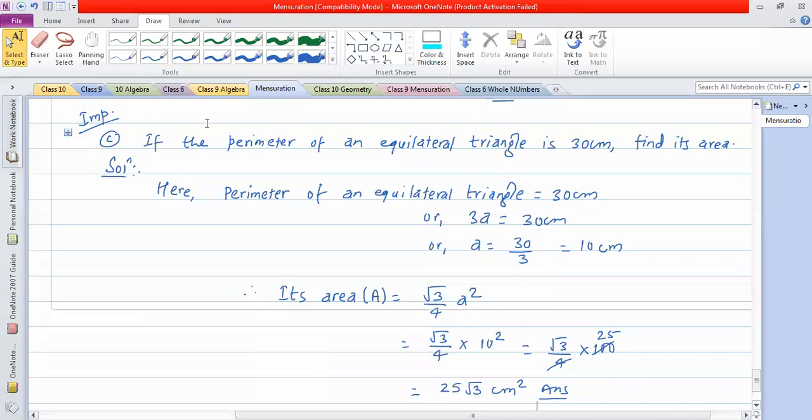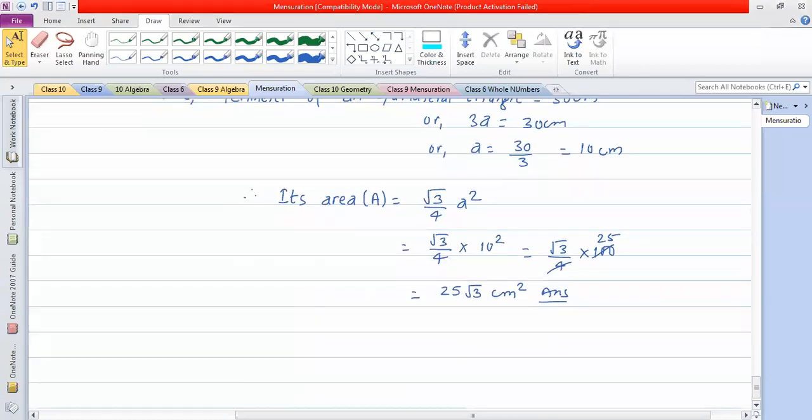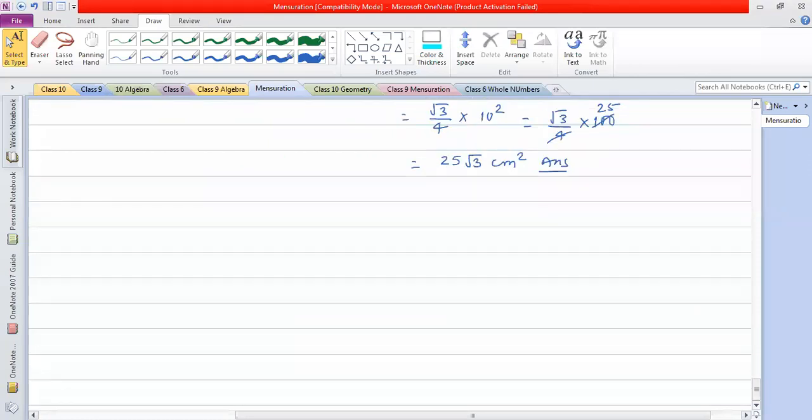Are you bored? So we have 4 minutes still remaining. Let's solve one more question, the last one for today. Okay, from question number 5. Okay, in question number 5, we are asked.